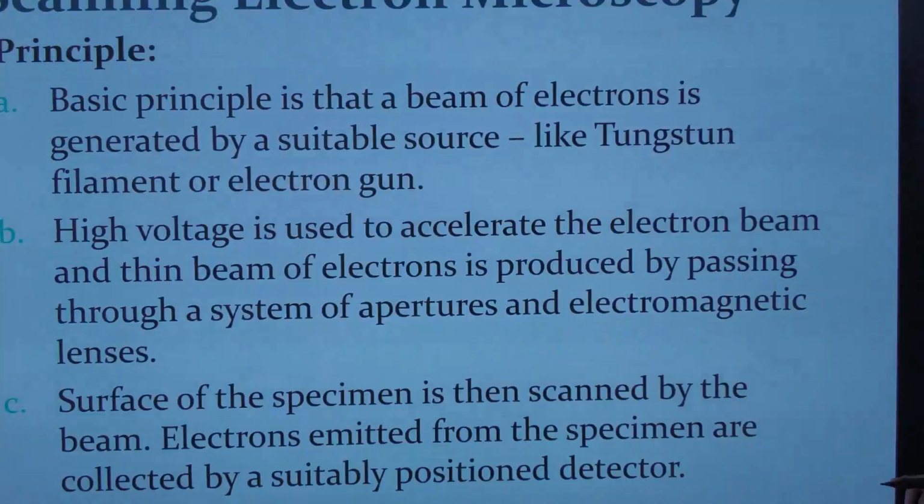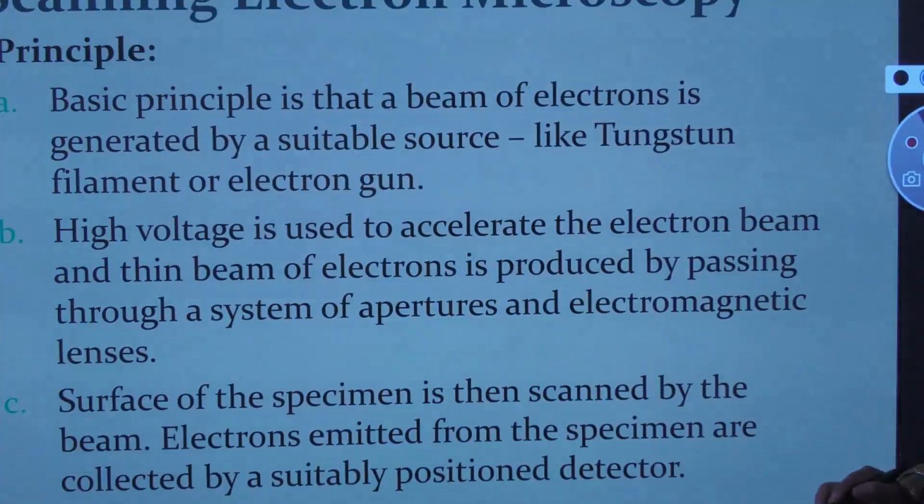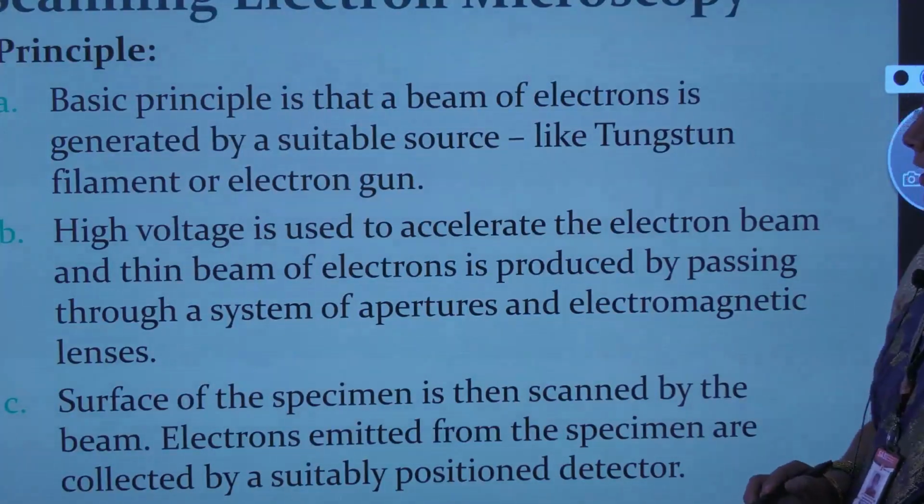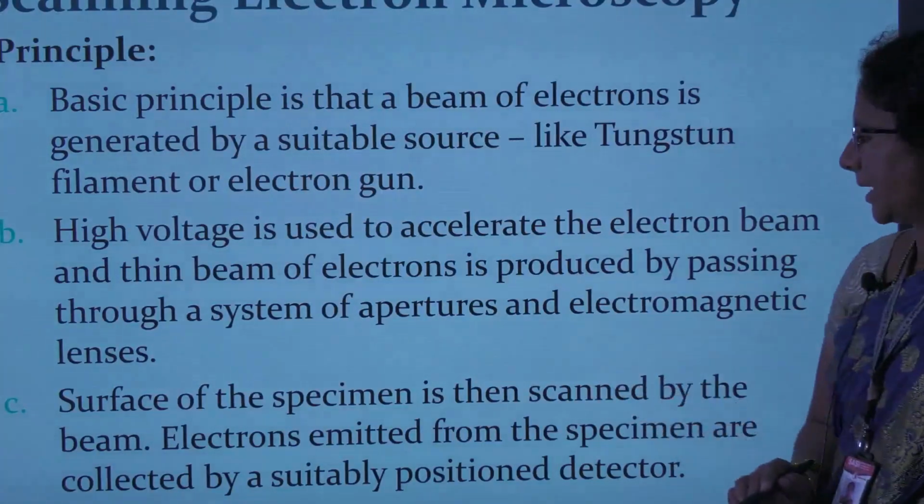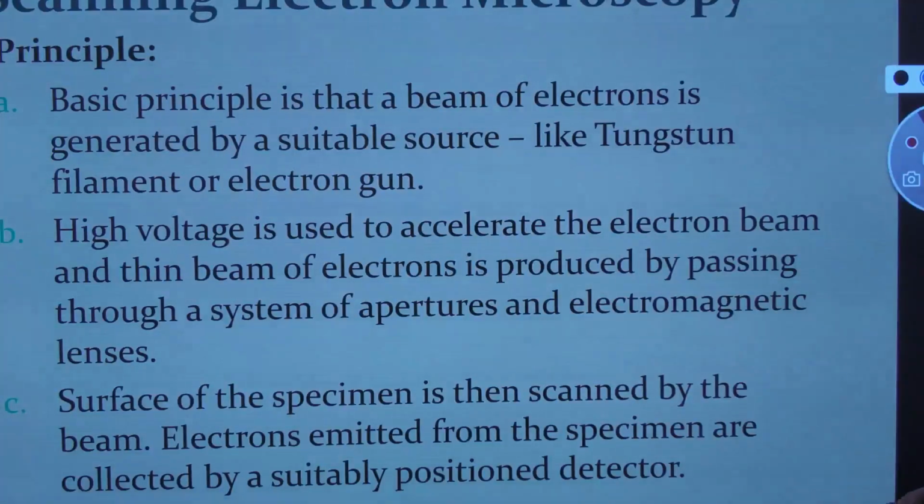So now coming to scanning electron microscopy. The basic principle is that a beam of electrons is generated by a suitable source like a tungsten filament or electron gun. High voltage is used to accelerate the electron beam, and a thin beam of electrons is produced by passing through a system of apertures and electromagnetic lenses. The surface of the specimen is then scanned by the beam. Electrons emitted from the surface are collected by a suitably positioned detector.